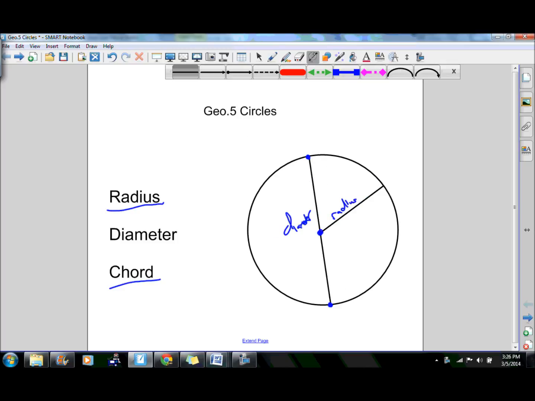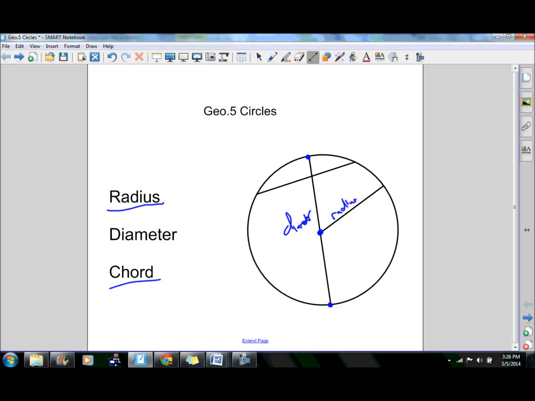Now, a chord, this is the new one. A chord is any line that touches both sides of the circle but does not go through the middle. So a radius is from the middle to the outside. A diameter is all the way through the middle to each outside. And a chord is anything that touches both sides of a circle but does not go through the middle.